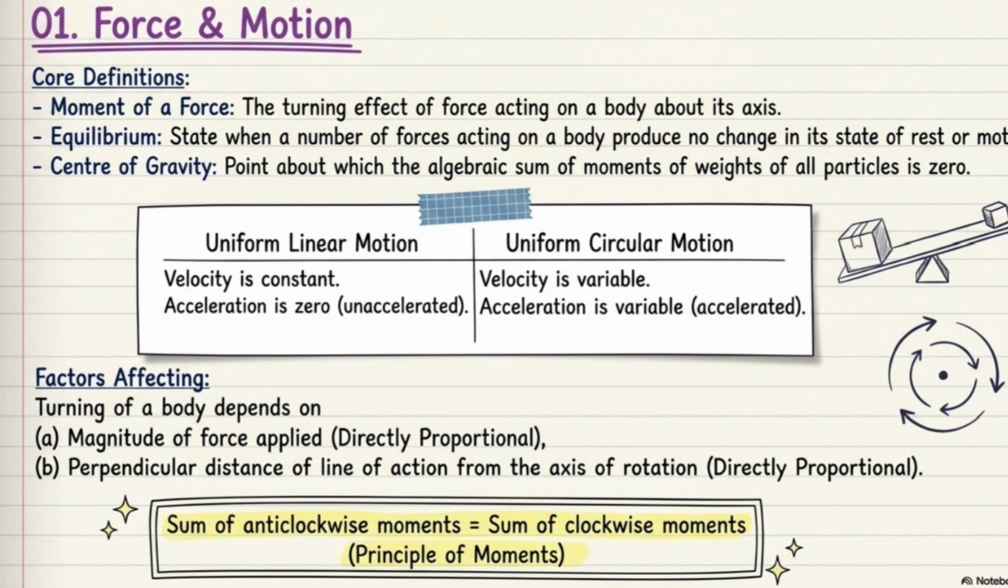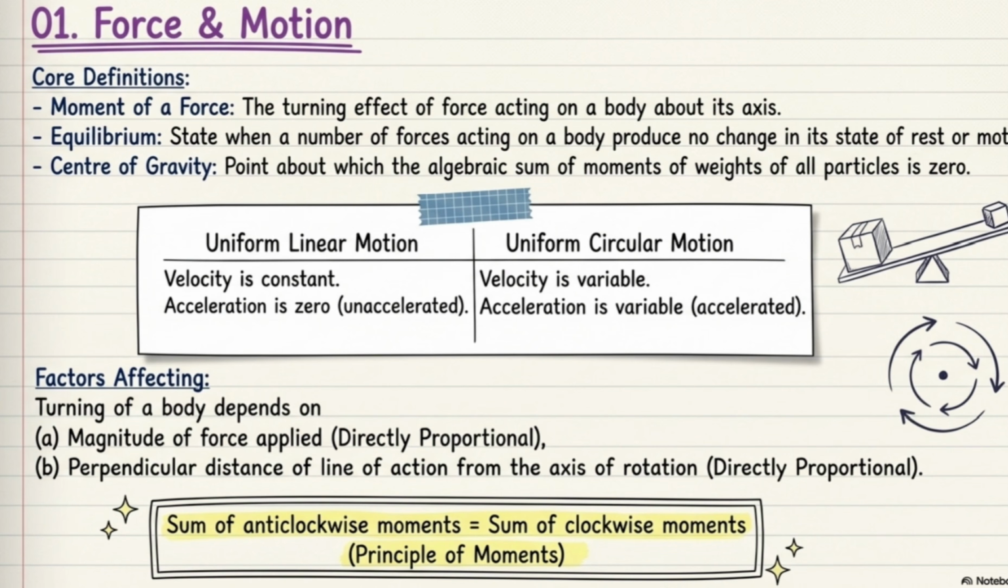Number 1. Force and equilibrium. Let us begin with the concept of force. Force is defined as a push or pull that can change the state of rest, state of motion, or shape of a body. Now, an extremely important concept here is the moment of force. Moment of force is the turning effect produced by a force acting on a body about a pivot point. The formula is moment of force equals force into perpendicular distance from the pivot. The SI unit of moment of force is Newton meter.